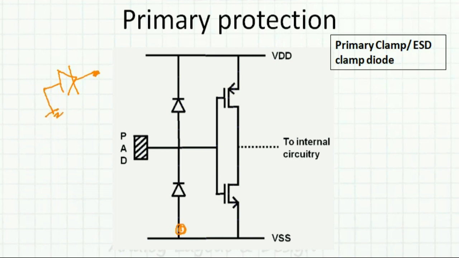What should be the voltage here? If here I am getting a negative voltage, for this to turn on, what is the condition? Vp minus Vn should be 0.6. Right now Vn will see some voltage, and Vp is at 0, Vp is equal to 0.